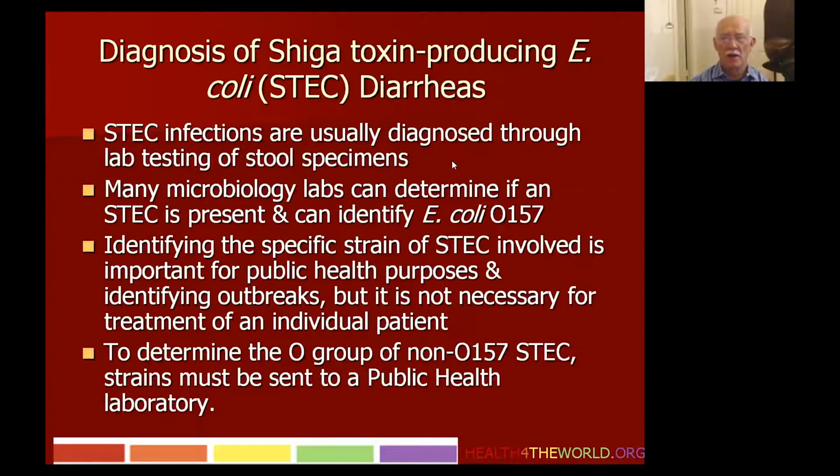The diagnosis of Shiga toxin E. coli is made by a laboratory testing, and this depends on the availability of a laboratory that is able to do the test for toxin. And knowing what the specific strain is important for public health purposes and for identifying outbreaks as being related to a particular contaminated food type, but it's not necessary for treatment of an individual patient. And to determine the type of Shigella, strains must be sent to a regional or national public health laboratory that has the ability to do such a test.